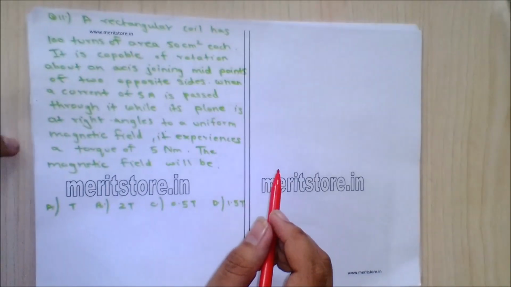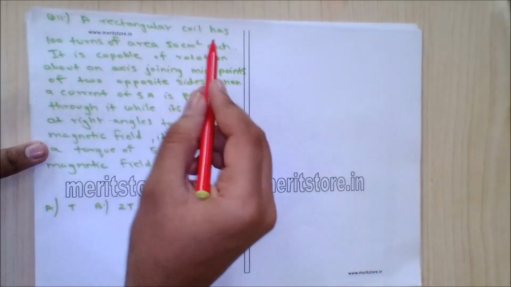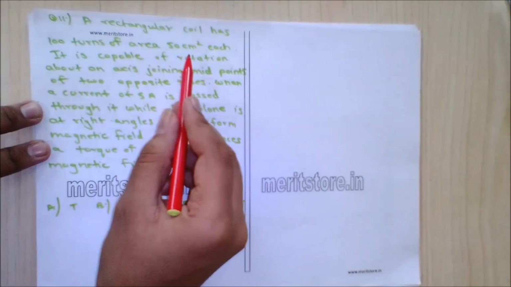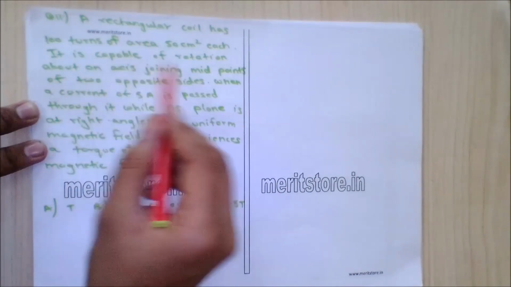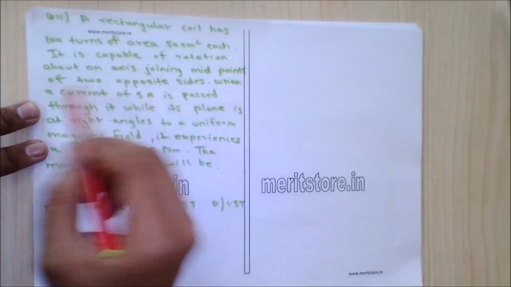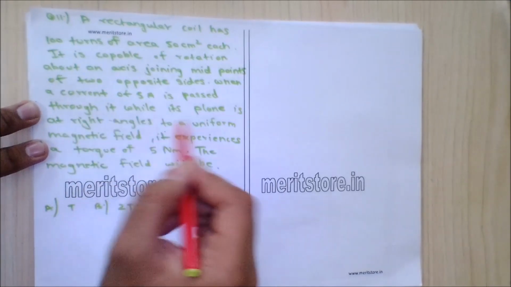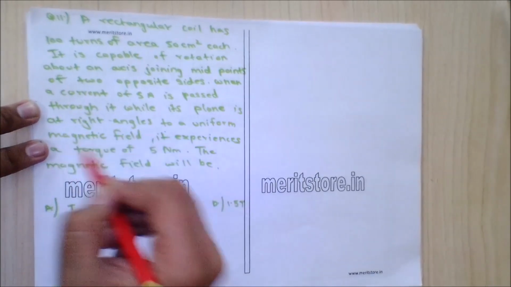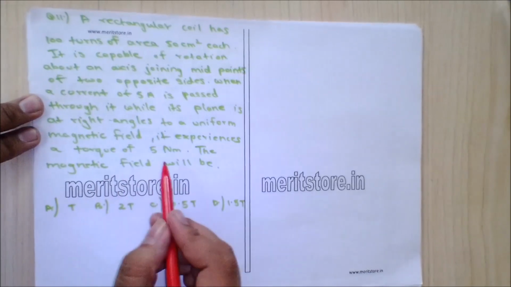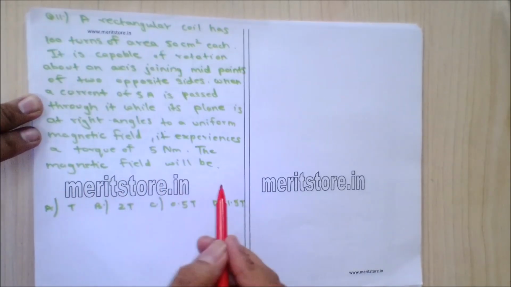Question number 11. A rectangular coil has 100 turns of area 50 cm square each. It is capable of rotation about an axis joining the midpoints of the two opposite sides. When a current of 5 ampere is passed through it while its plane is at right angles to the uniform magnetic field, it experiences a torque of 5 Newton meter. The magnetic field will be.